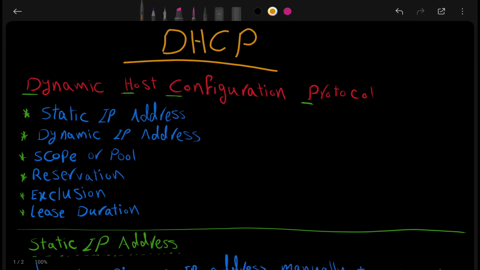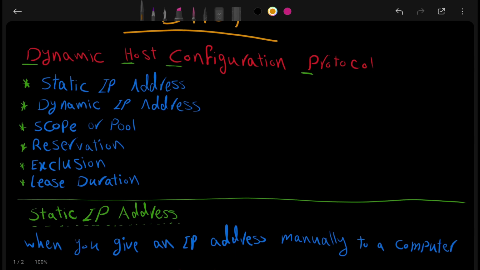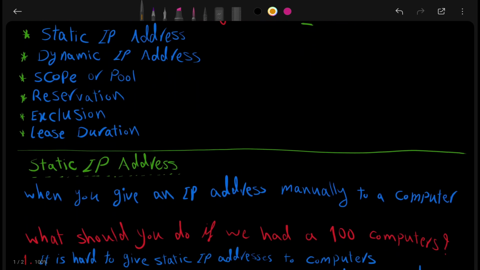Today I want to talk about DHCP protocol. But what is DHCP? Dynamic Host Configuration Protocol. To know this protocol, at first we should know about some parts of it. For example, static IP address, dynamic IP address, scope or pool, reservation, exclusion, and lastly, lease duration.